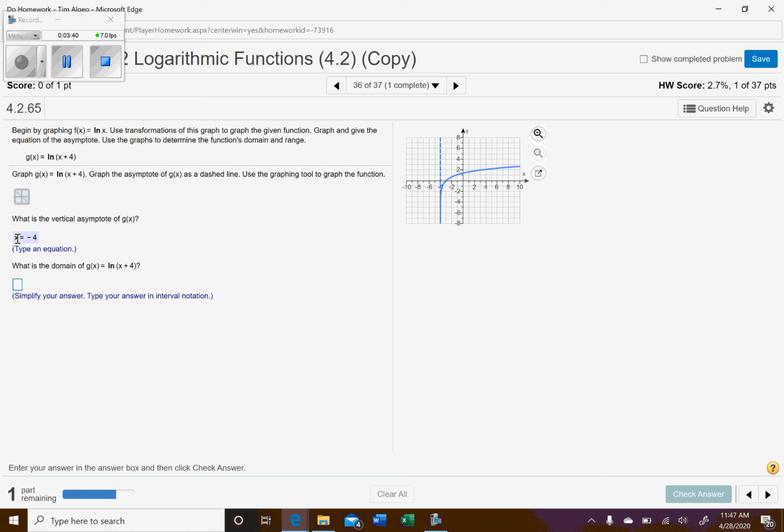And I think from here you can figure out the domain and range. Anyways, hopefully that'll help you when you're inputting the answer. Don't forget your asymptote. Make sure it's dashed.